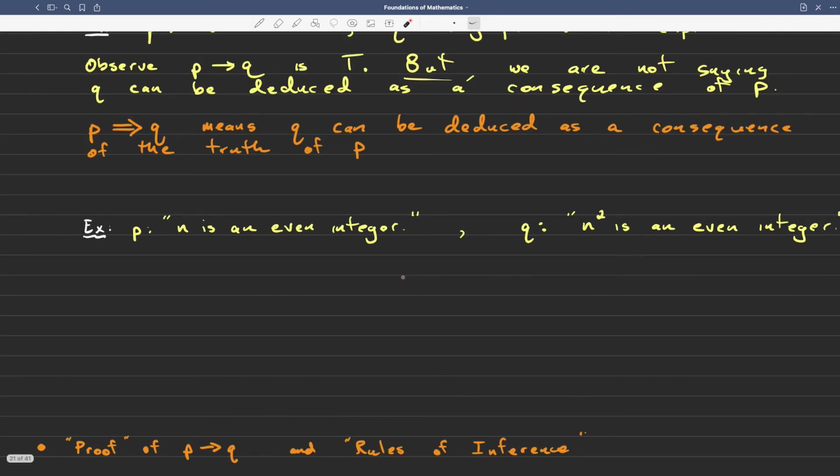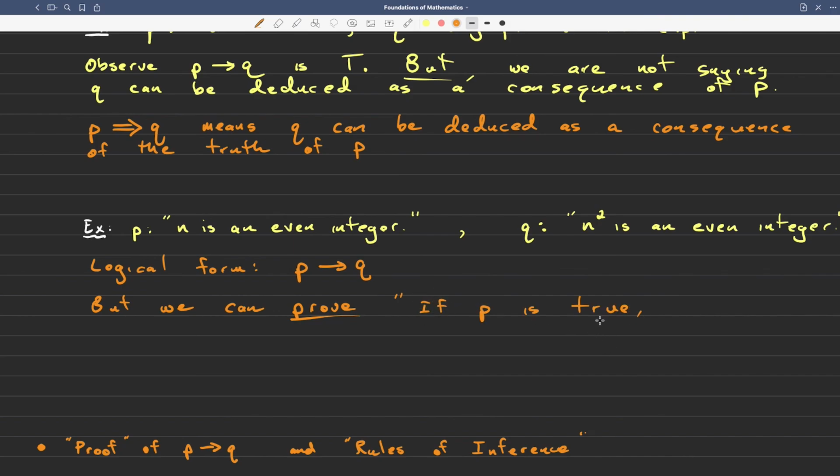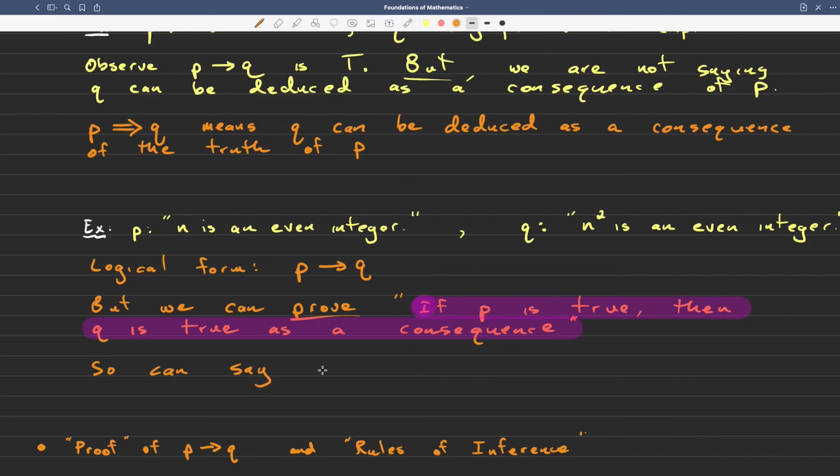See, in the next example, there's certainly a logical form here: if P then Q. So if n is an even integer, then n squared is an even integer. But we can actually prove it. We can prove if P is true. Notice the "is true" part. So we're saying suppose the hypothesis is true, then Q is true as a consequence. So since we can prove this, then we can say P implies Q like this.